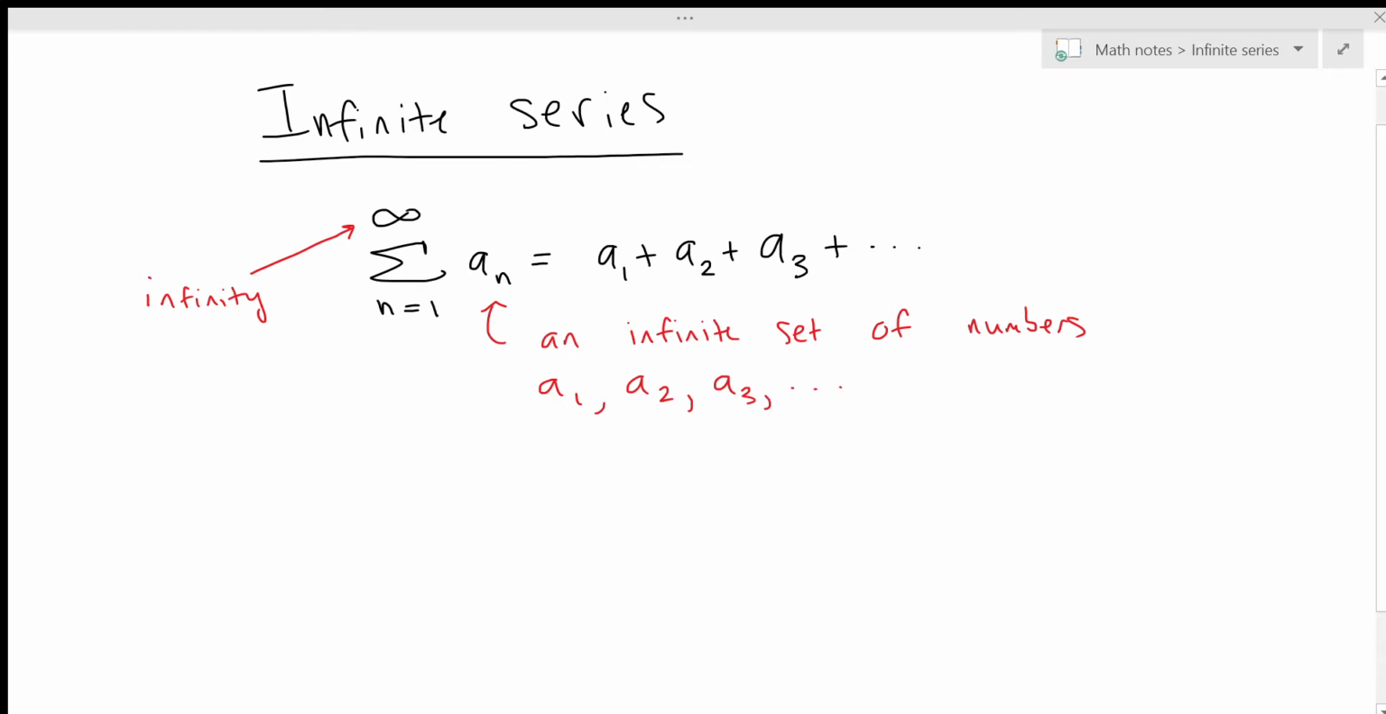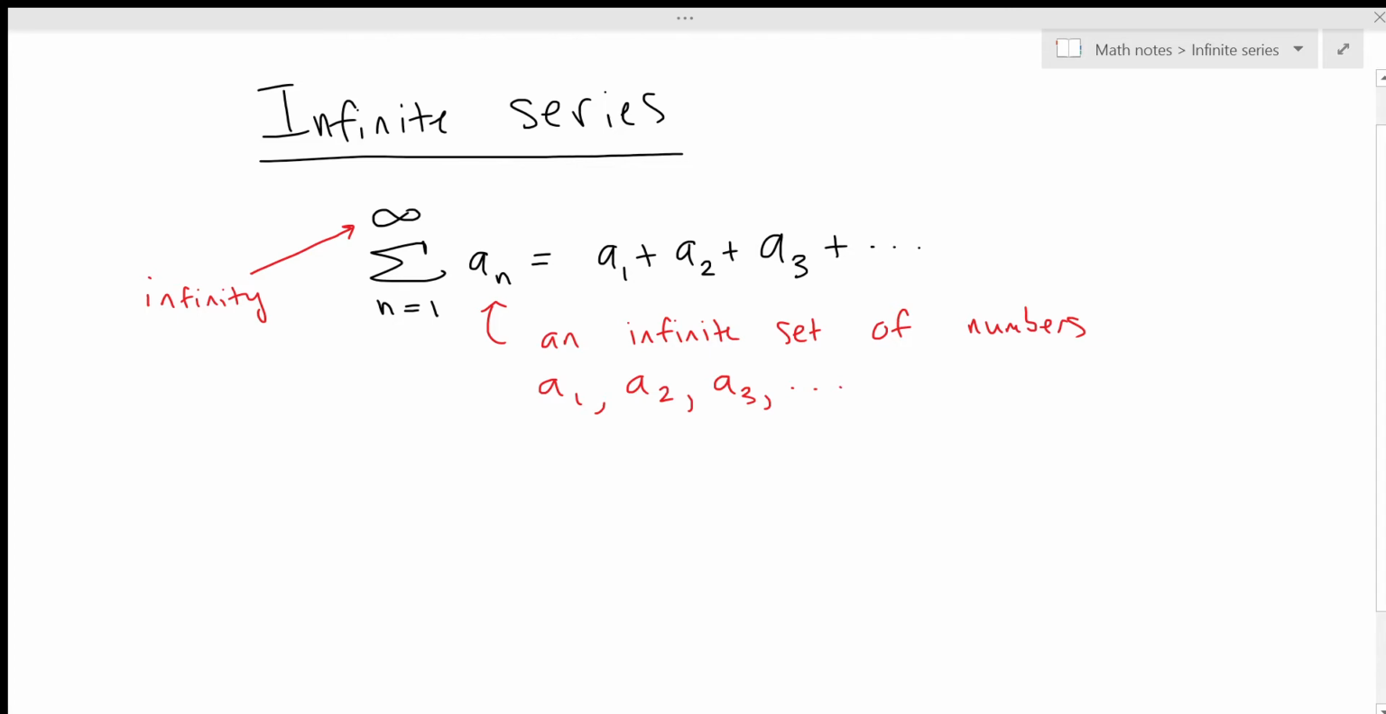Okay, this lesson will be about infinite series. So I've shown an example of an infinite series here. What it is, is a sum of an infinite set of numbers. Here the numbers are called A1, A2, A3, ... So this list of numbers goes on forever. And to form the infinite series, we're going to take all of these numbers and add them all up.